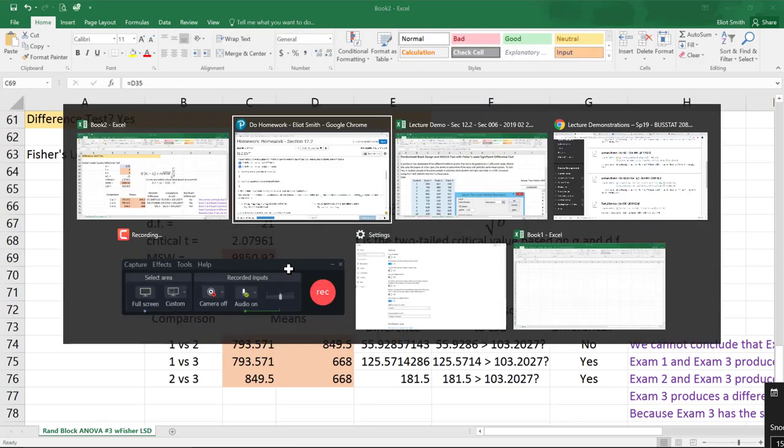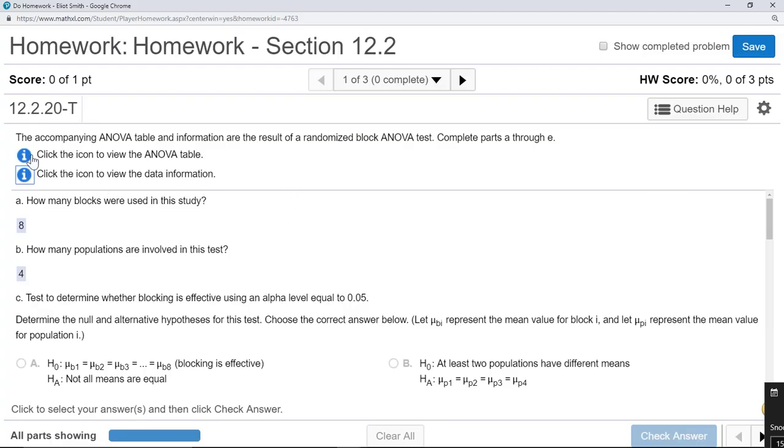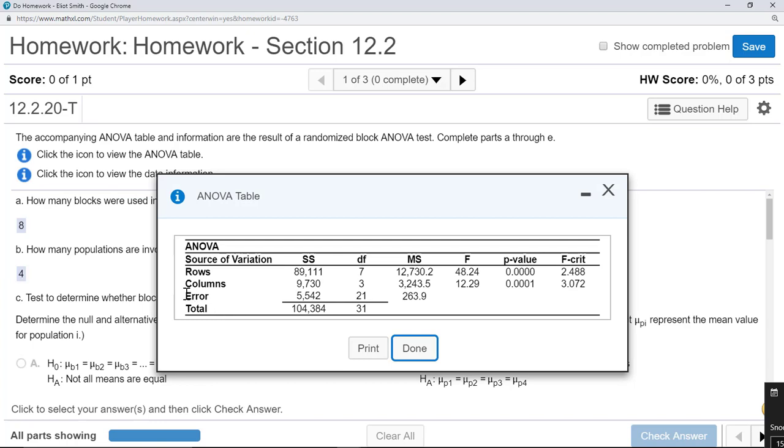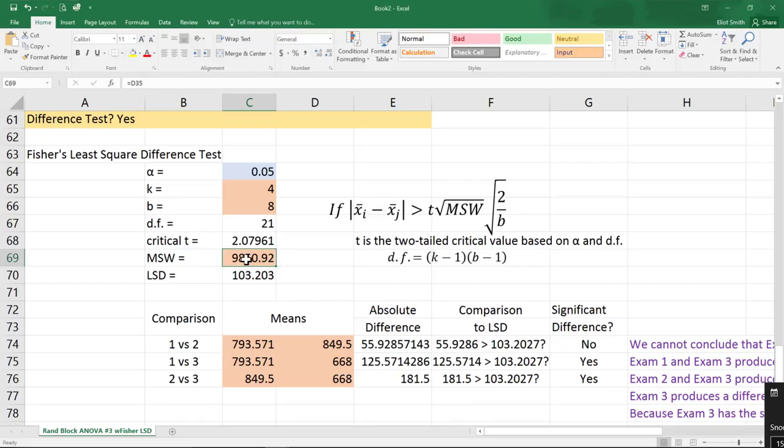Mean square within. So we look at the ANOVA table, what they call error here. That's within, so come across here, we got 263.9. So right here, 263.9. All right, so I've entered all of those.